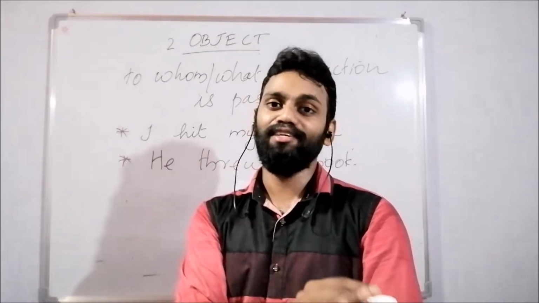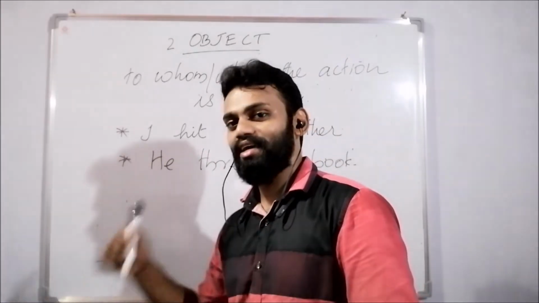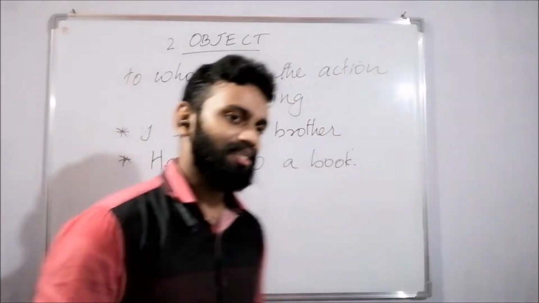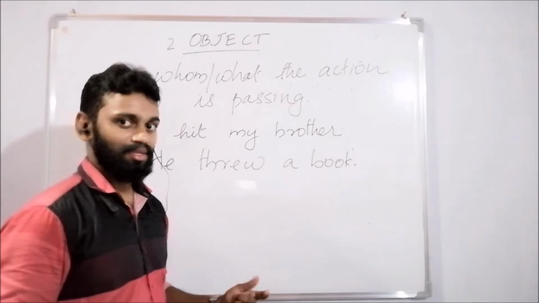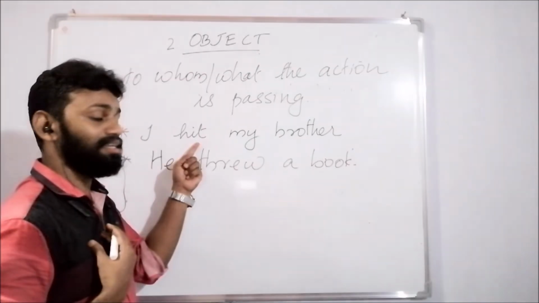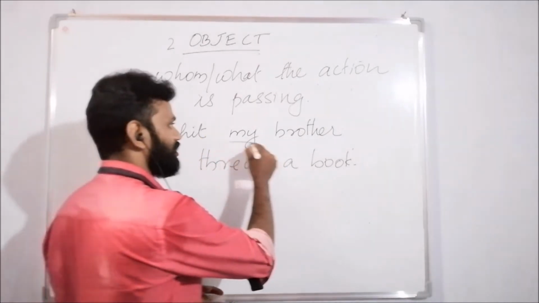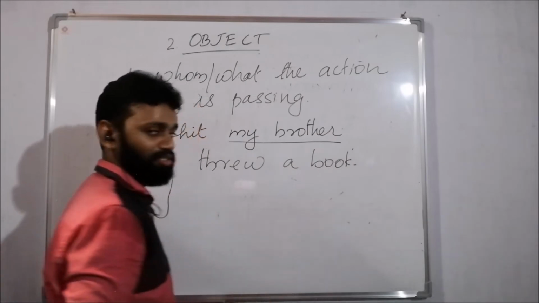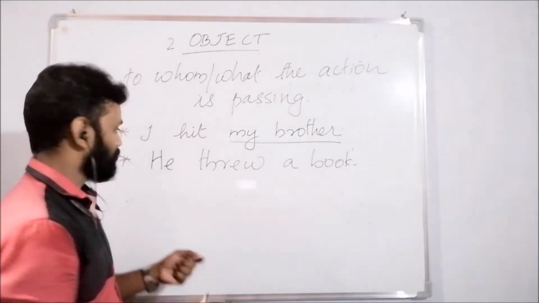And this another thing or person is what we call as the object. Now, to make the picture clearer, let's look at the example. I hit my brother. Now, the person who is doing the action is I, and the action is hit, and this action is passing to someone else out there. So now my brother is object.